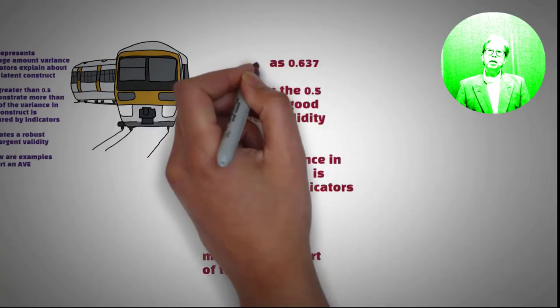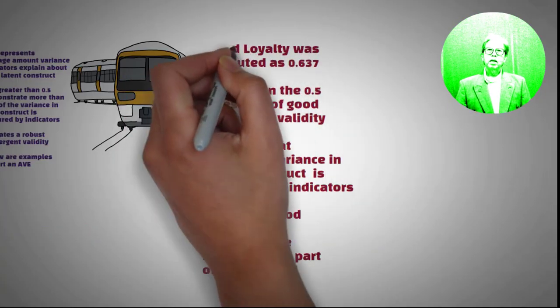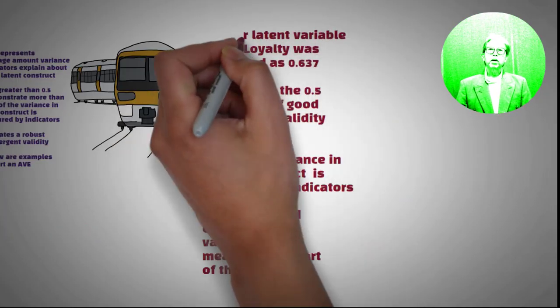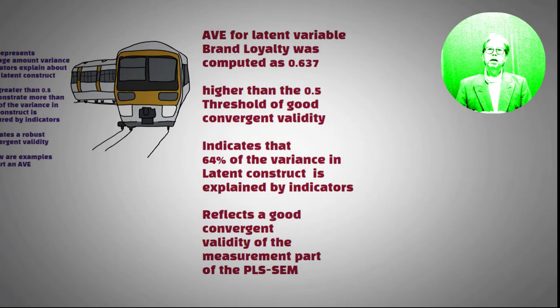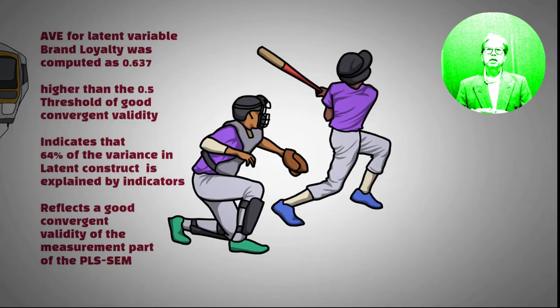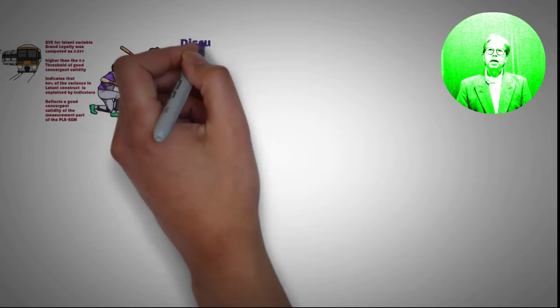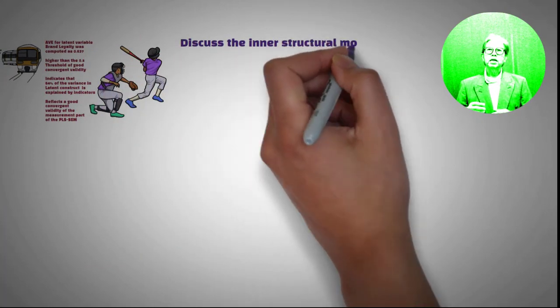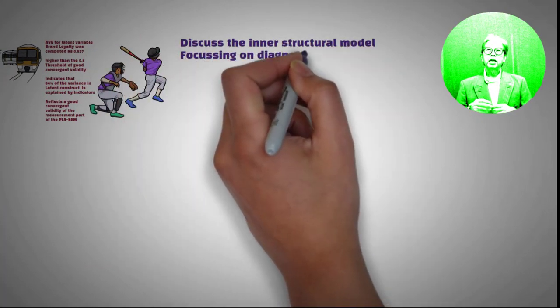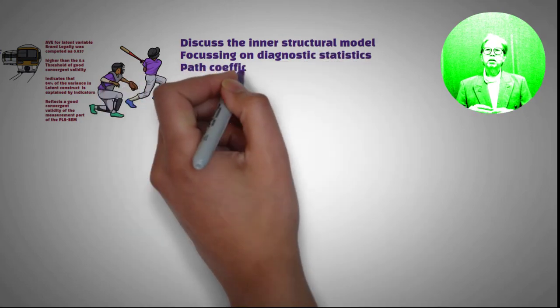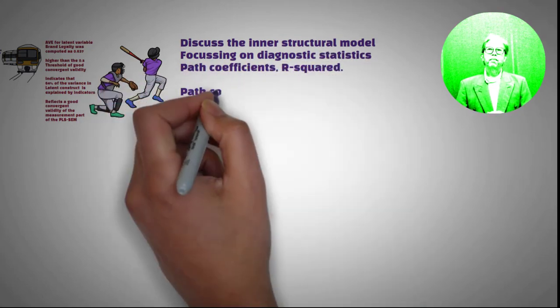The AVE for the latent variable of brand loyalty was computed at 0.637, being higher than the 0.5 threshold of good convergent validity. This finding indicates that approximately 64% of the variance of the latent construct is explained by its indicators. This reflects a good convergent validity of the measurement part of the PLS-SEM.